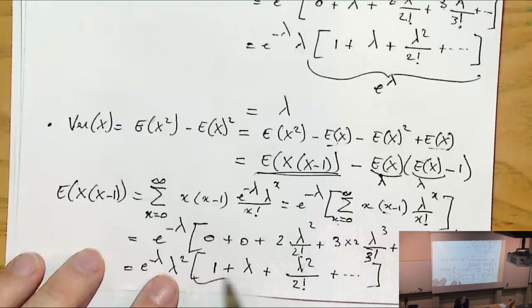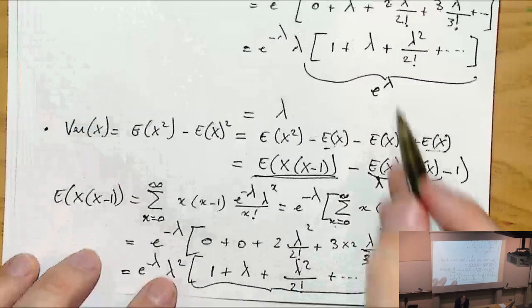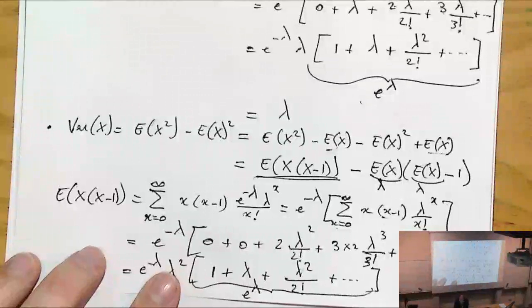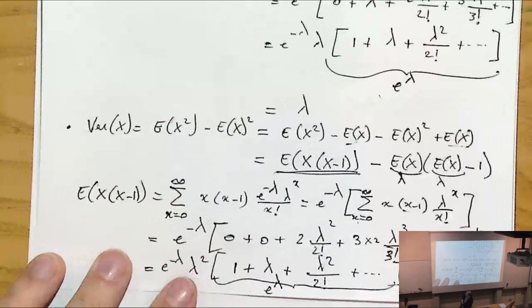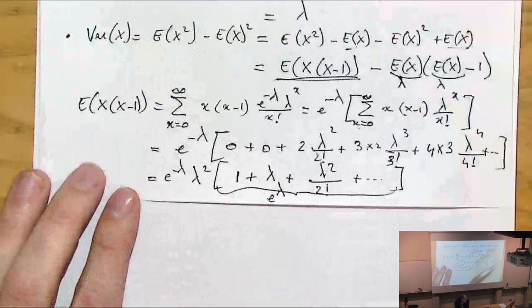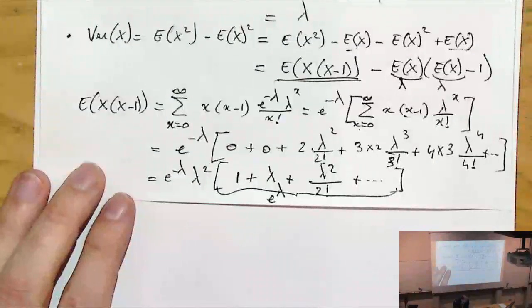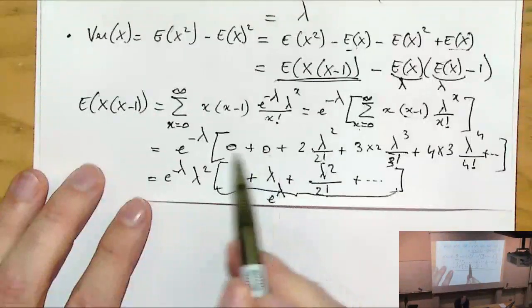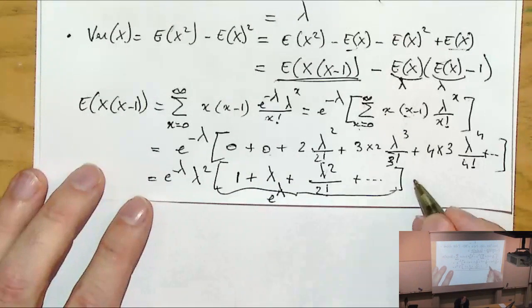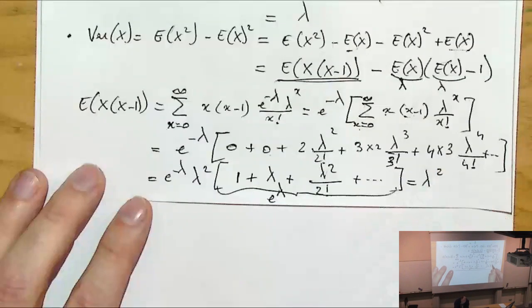So here, this is again the same as what we had before, it is e to the lambda. Can you see? I'm using the same trick as before. But you have 2 zeros now because you're looking at x and x minus 1. And so what we get is lambda squared.